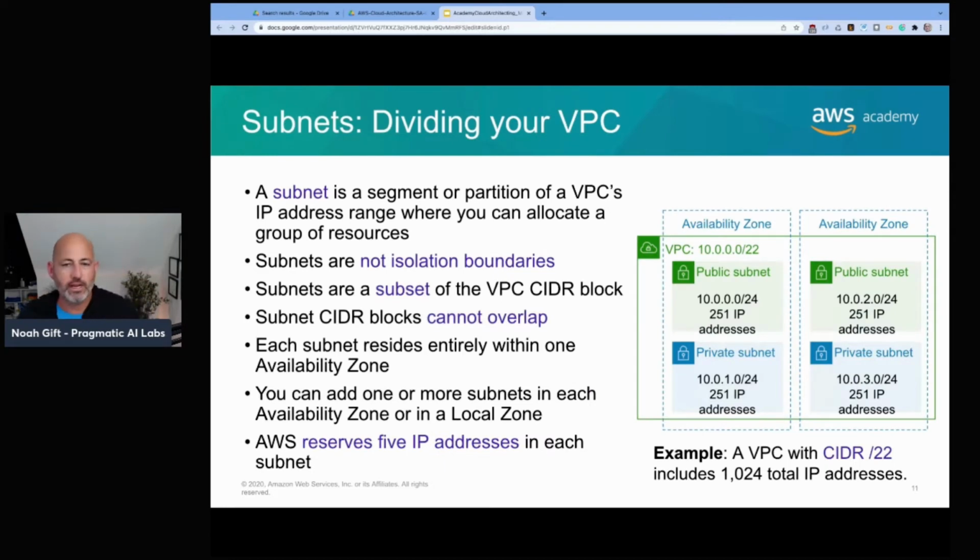Subnets, this would be dividing your VPC. A subnet is a segment or partition of a VPC where you can allocate a group of resources. They're not isolation boundaries. They're a subset of the VPC CIDR block. The CIDR blocks can't overlap each other, and they also reside within just one of the AZs, or availability zones. You can add one or more subnets in each of the availability zones, and AWS reserves 5 IP addresses in each subnet. So there are 5 that you can't use.